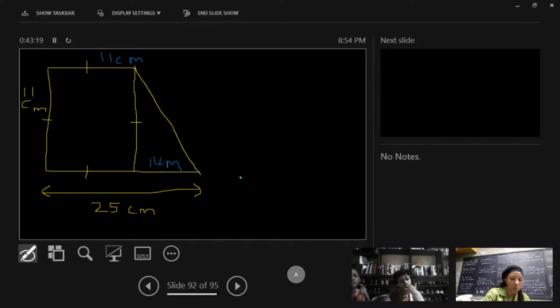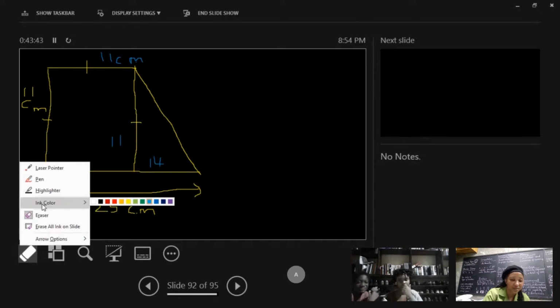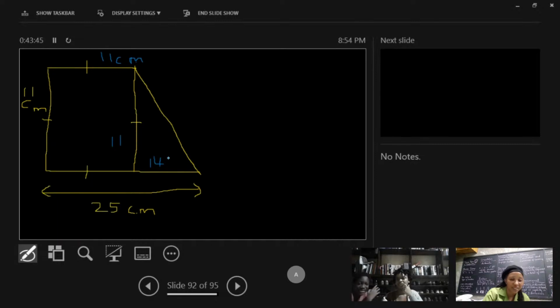Yes, miss. And it would be half base times height. So half base times, what's the height of the triangle? Miss, 11 centimeters. I knew this was too easy. So hold on, wait, you changed the thing. I have meters here, and I just realized. So this should be centimeters. All right, and this is also 11.